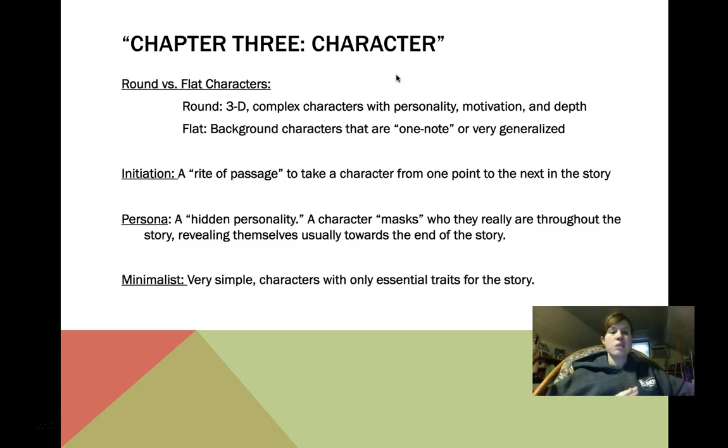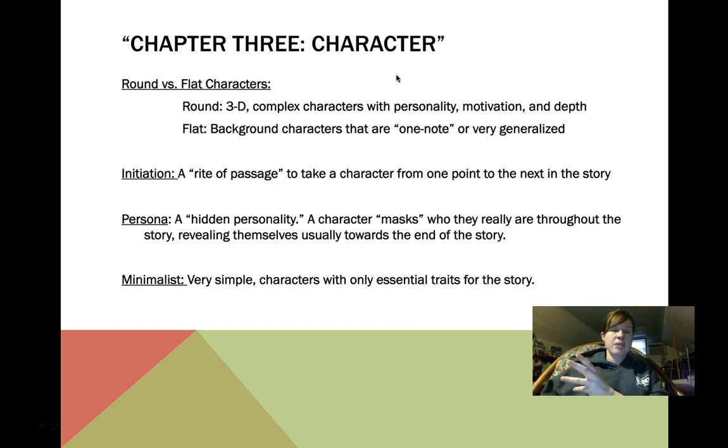Initiation is what's called a rite of passage in a story. It takes the character from one point to the next. I've heard a lot of times that people complain that a bad story will have a character that starts off in one point and ends in the exact same point. And that's not what you want, right? And usually an initiation has to happen to get the character to move from point A to point B, right?